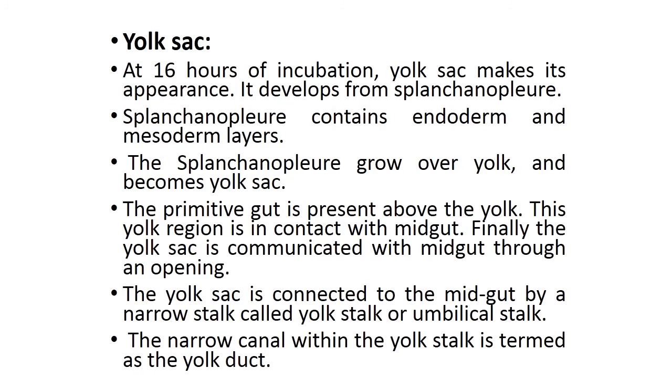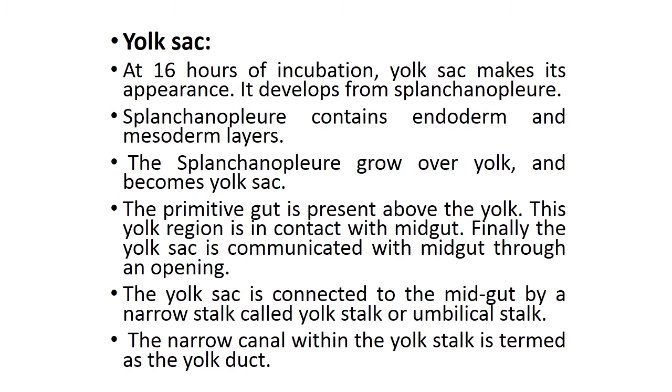Yolk sac. At 16 hours of incubation, the yolk sac makes its appearance. It develops from splanchnopleure, and the splanchnopleure contains endoderm and mesoderm layers. The splanchnopleure grows over the yolk and becomes the yolk sac. The primitive gut is present above the yolk. This yolk region is in contact with the midgut. Finally, the yolk sac is communicated with the midgut through an opening.